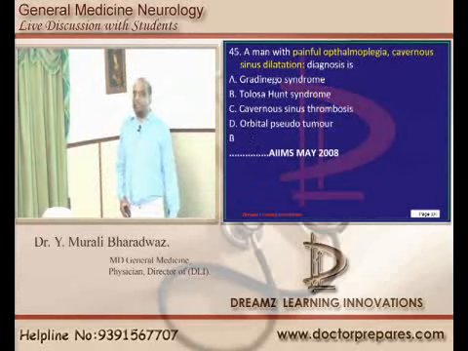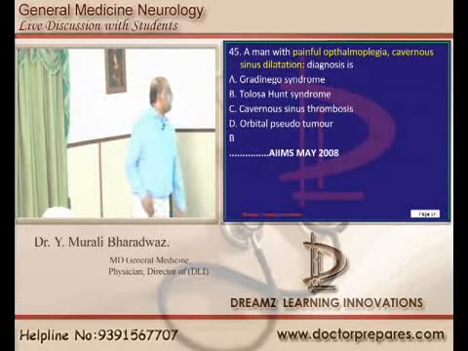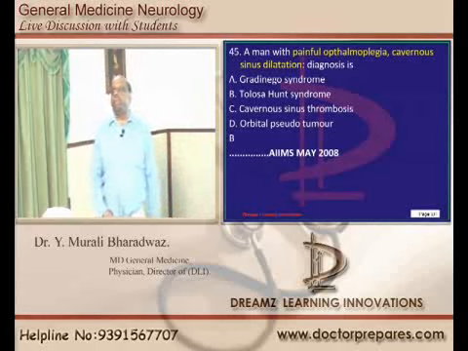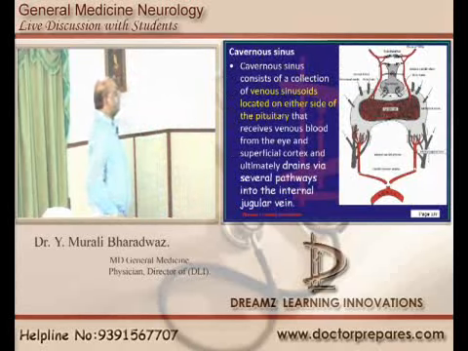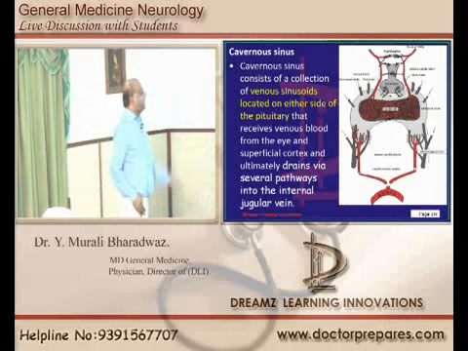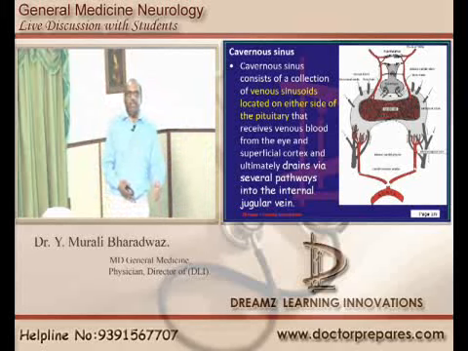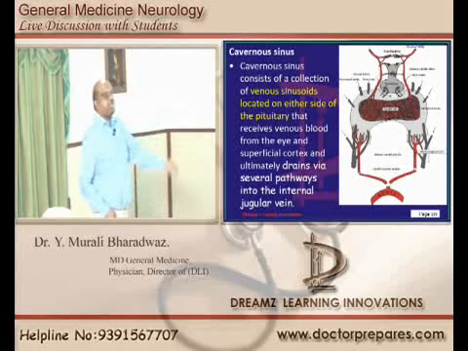There is a painful ophthalmoplegia and cavernous sinus dilatation. What is the most likely diagnosis in this patient? Now we are going to have a few words about cavernous sinus anatomy and then the differential diagnosis between one and the other. What is the cavernous sinus? It is a venous sinusoid. It is there on either side of the pituitary, and there are a lot of afferents into it, and some channels will drain out of it. It is very important because a lot of neurological structures pass through it.